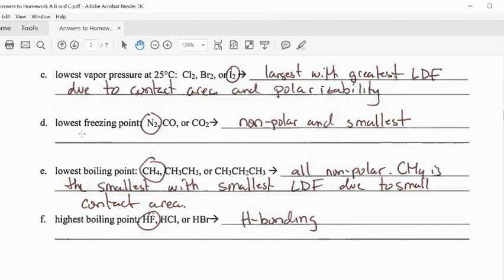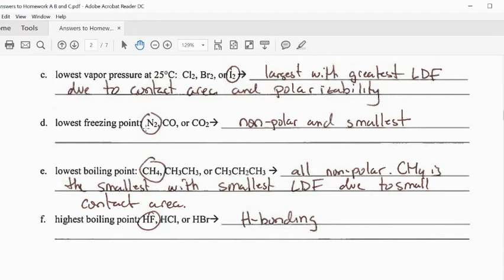Which one would have the lowest freezing point? Well, this one's kind of different. Which one would freeze or melt at the lowest value? You have all 3 of these as a solid or a liquid. Which one's going to be the lowest? It's going to be the thing that has the weakest forces. The lower that freezing point is, the harder it is to get it to freeze because its forces are very weak. So CO2 and N2 are both nonpolar, but N2 is nonpolar and a very small molecule.